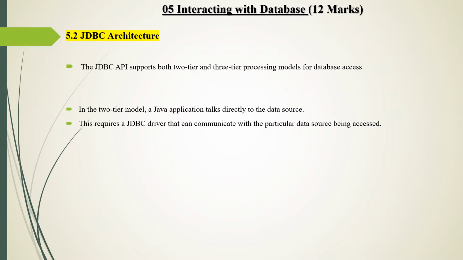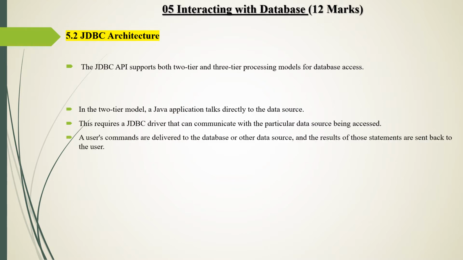Okay, so next, user commands are delivered to the database or other data source, and the results of those statements are sent back to the user. Okay, so direct communication is formed between the database and the Java application. The data source may be located on another machine to which the user is connected via a network.